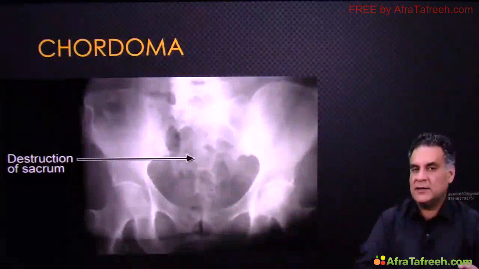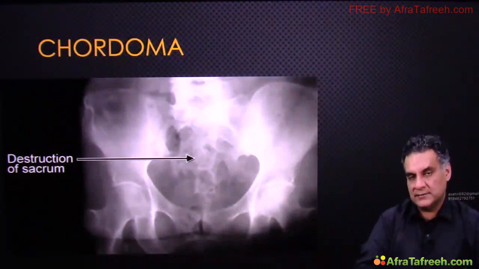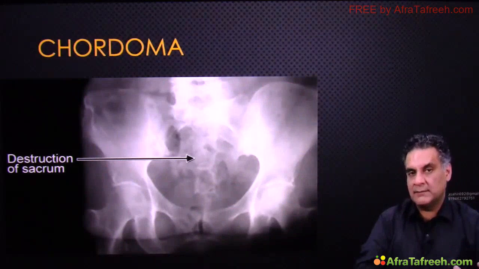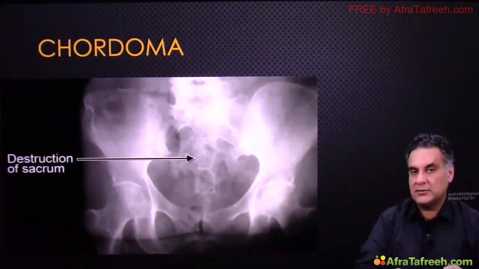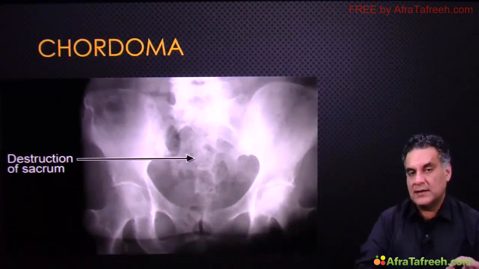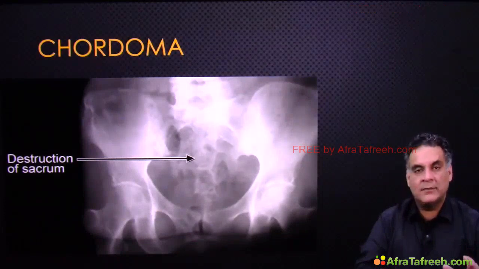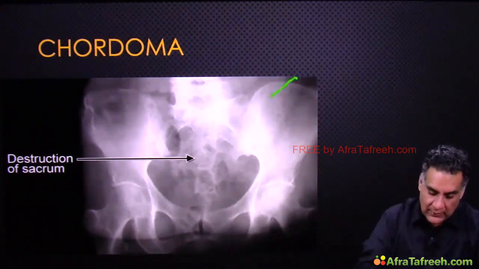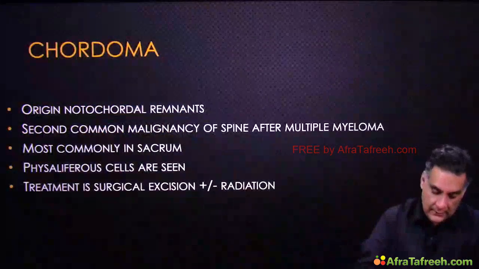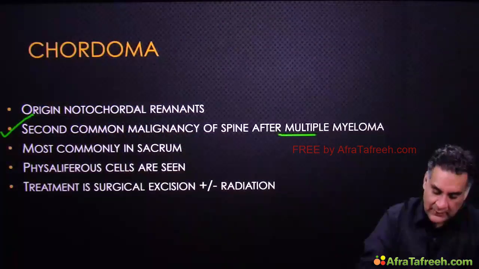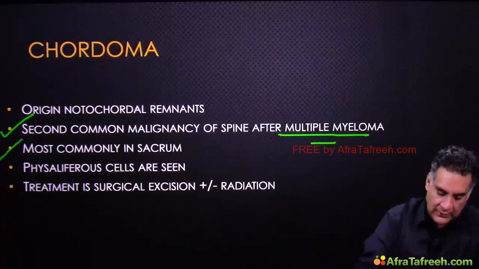One more condition, very rare, but super hit in orthopedics. Whenever they talk about sacrum, think about chordoma, not chondroma. Chondroma is cartilaginous tumors of the medullary cavity. Chordoma arises from the notochordal remnants at the extremes of the spinal cord. Sacrum very commonly involved. So whenever they show lysis of the sacrum, think about chordoma. Chordoma, second common malignancy of spine after multiple myeloma. Most commonly located in sacrum.